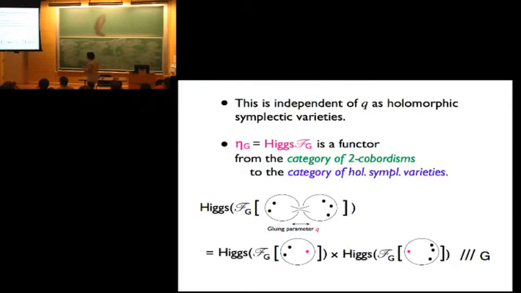So this combined operation Higgs∘F_G, which from now on I abbreviate by η_G, is a functor from the category of 2-cobordisms to the category of holomorphic symplectic varieties. So this is, in some sense, a topological quantum field theory taking values in holomorphic symplectic manifolds. Yesterday, we heard a very beautiful talk by Dan Freed about the definition of the TQFT and such. So I don't think I have to tell you about the definitions. But in the usual TQFT, what is associated to a bordism is a linear map between tensor products of vector spaces. Here, we are going to associate holomorphic symplectic varieties to the Riemann surface.